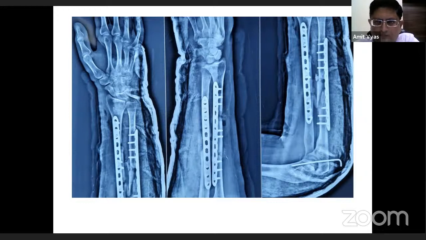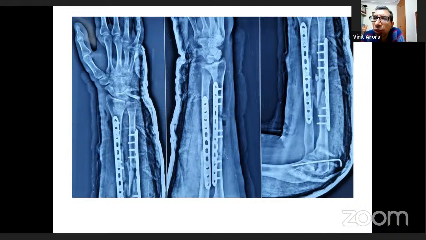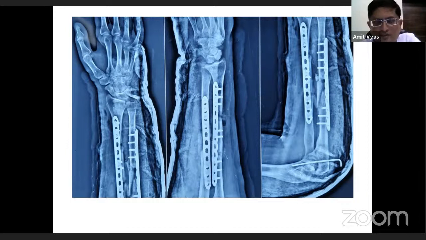And the rotational malalignment causes external rotation at the head of the radius. That also causes it to come out. So the same thing, because I faced this problem. So any tips to restore the bow of the radius?